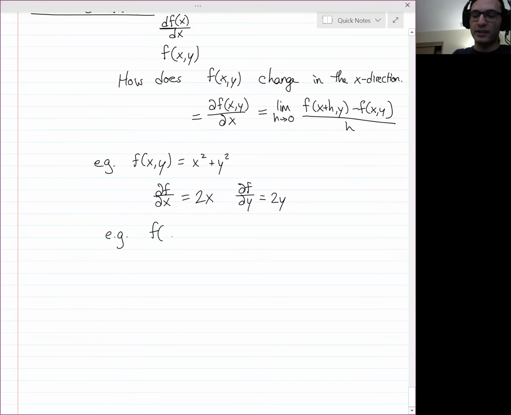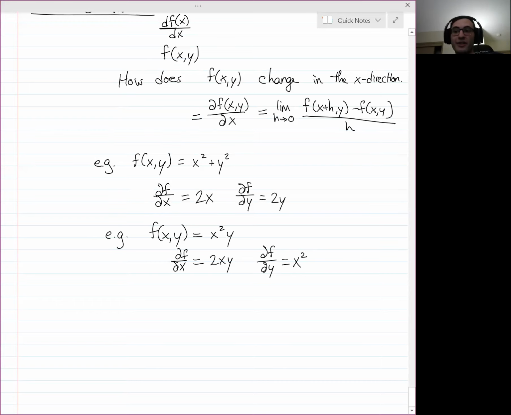We can look at something more complicated. Let's say we have f of x, y equals x squared times y. Well then, df dx, well, again, you treat the y as a constant and then just take the derivative as you normally would. This would be 2 times x times y, right? You treat the y as if it's just kind of attached and along for the ride. Similarly, df dy would be x squared.